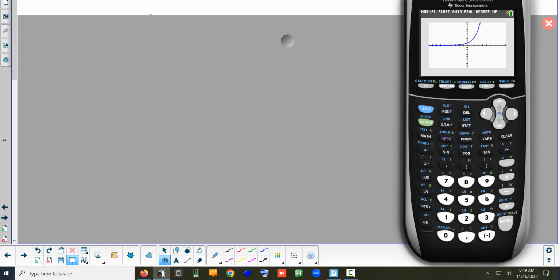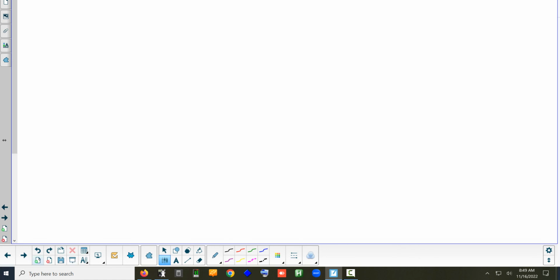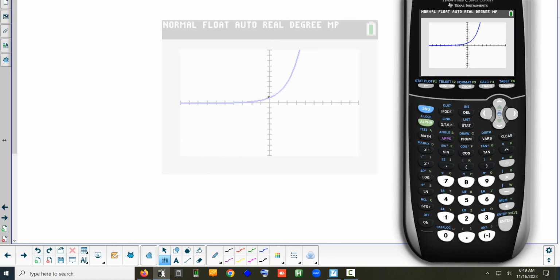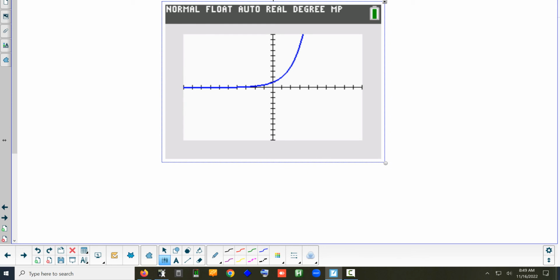All right, so you can see it's kind of flat for a while, and then all of a sudden it starts to go up. What do you think the domain is for that graph? Yeah? All real numbers. It is all real numbers. It's going to go left forever. It's just going to basically look almost flat, but not quite, never being completely flat. And it's going to keep curving to the right forever. So the domain is all real numbers. Every exponential function has a domain of all real numbers.